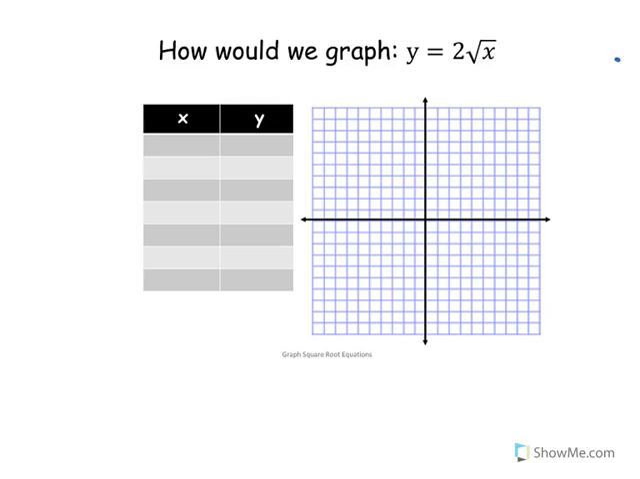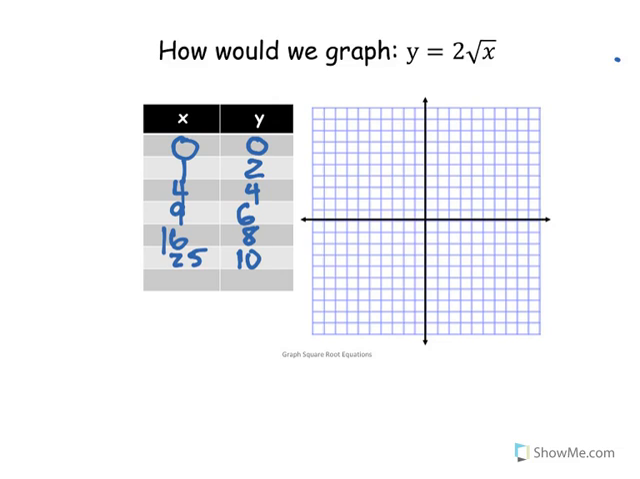So since this is just radical x, I want x to be my perfect squares. So I've got 0, 1, 4, 9, and 16. The square root of 0 is 0, times 2 is still 0. The square root of 1 is 1, times 2 is 2. Square root of 4 is 2, times 2 is 4. Square root of 9 is 3, times 2 is 6. Square root of 16 is 4, times 2 is 8. And if we had more space here, we would make this go out to 25, 10.